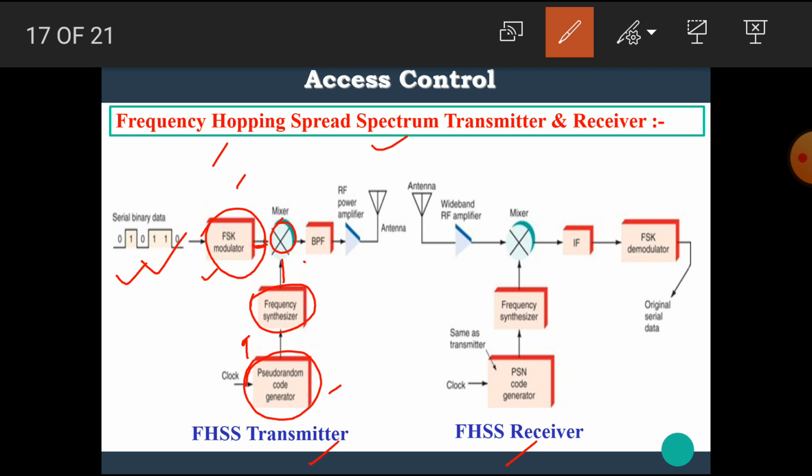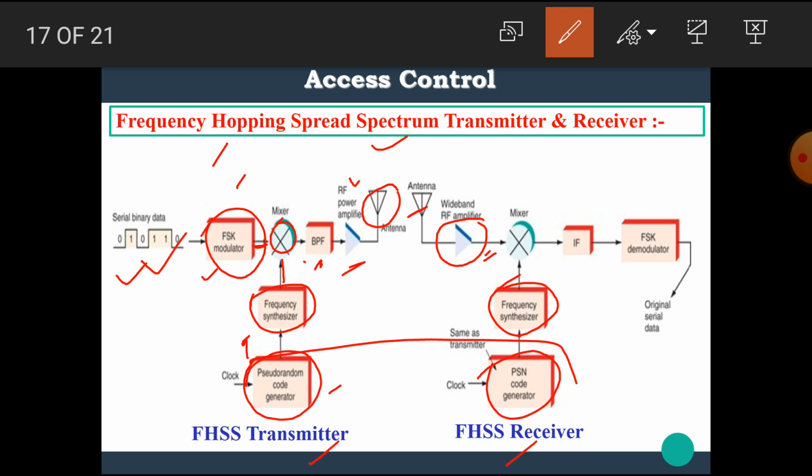This combination is given to the band pass filter, which filters the specific band, and is given to the RF power amplifier for the transmission through the antenna. At the receiving end, this data is received by the receiving antenna and given to the wideband RF amplifier to reproduce the signal. This is given to the mixer, and the mixer's other input is from the frequency synthesizer, which is driven by the PN code generator.